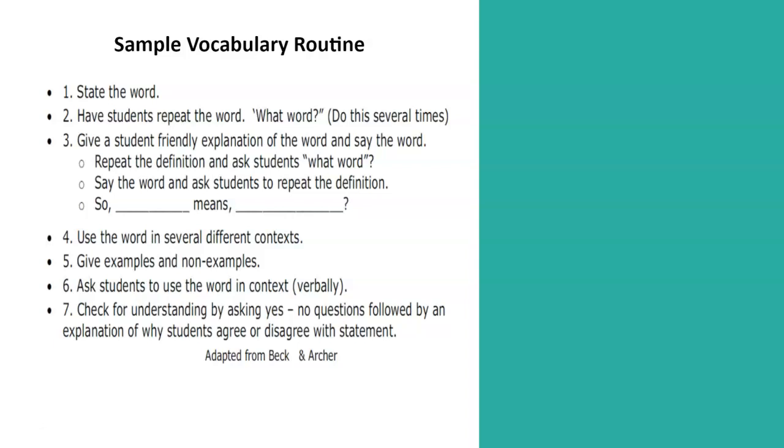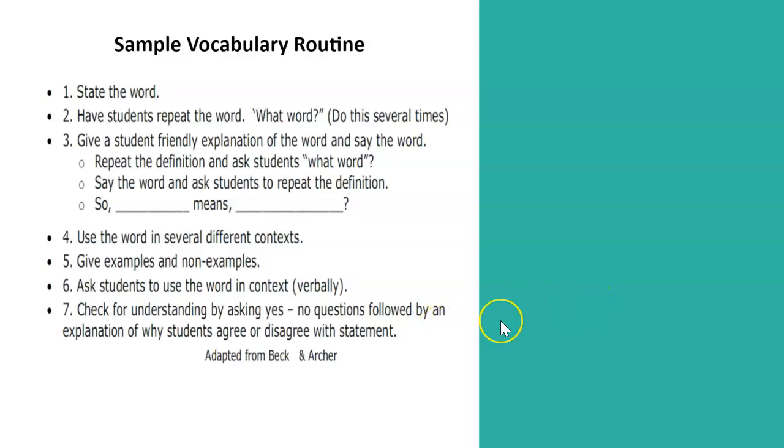In step 3, it's important to give the students a student-friendly definition of the word. The definition should use everyday language and be easy to understand. While dictionaries can be valuable reference tools when students know how to use them, memorizing dictionary definitions or copying definitions from the dictionary are not recommended for explicit vocabulary instruction because there's limitations to dictionary definitions. They're oftentimes complex and densely worded, and they may contain words that students don't understand.